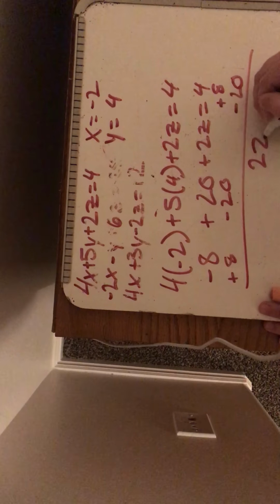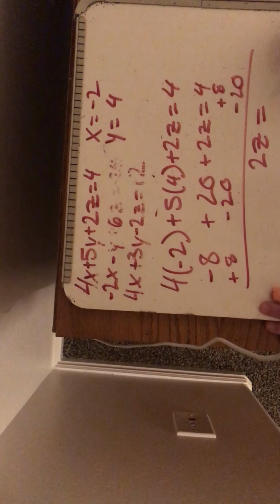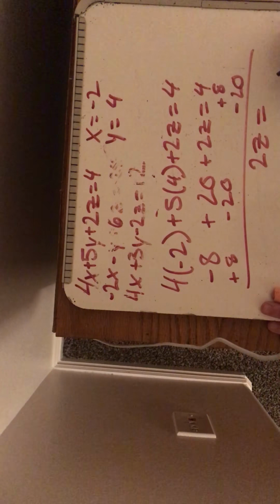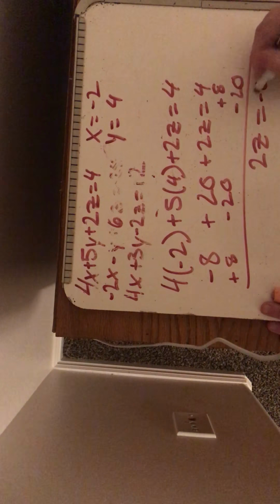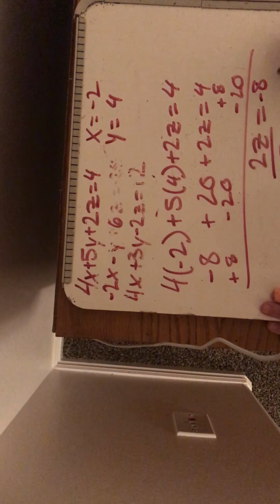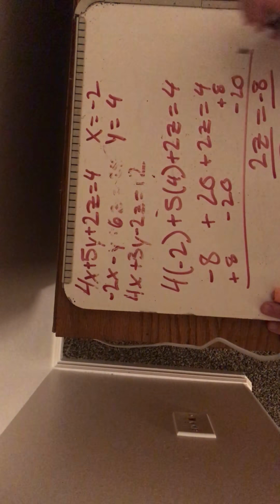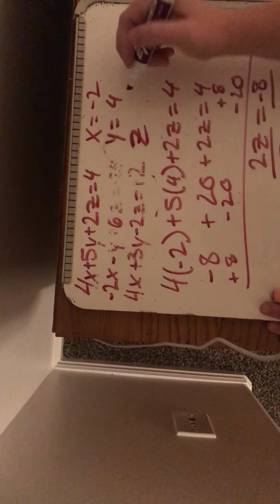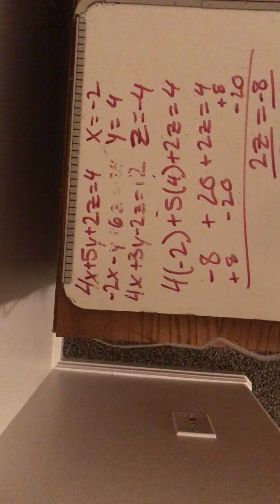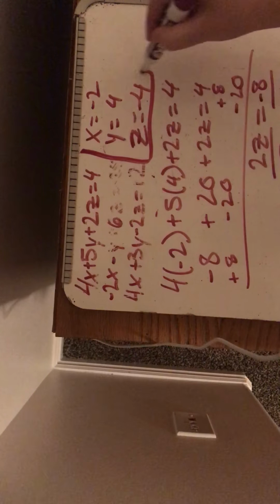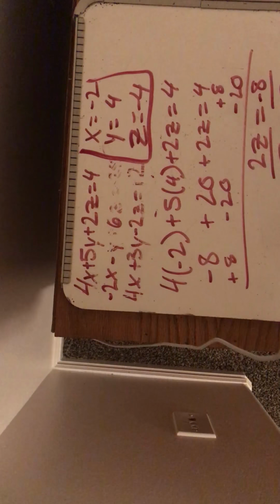Still left with that 2z. And now 4 plus 8 is 12, minus 20, got that negative 8. Divide by 2. Z equals negative 4. And that is it. X equals negative 2, y equals 4, and z equals negative 4.